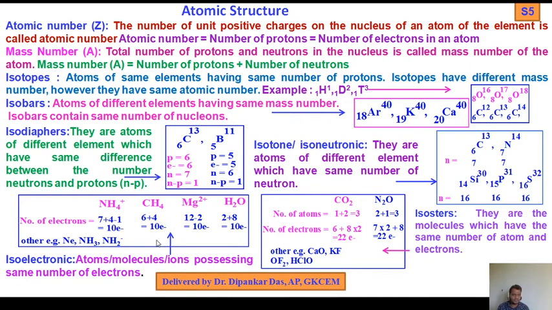It may be atoms, molecules or ions. Other examples: neon, ammonia and NH2 minus. If you calculate, you get the same number of electrons. So these are the very important terms: atomic number, mass number, isotope, isobar, isodiapher, isotone, isostar and isoelectronic species. These are very important definitions along with the examples. Next, move on to the next slide.